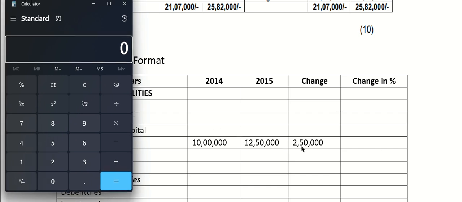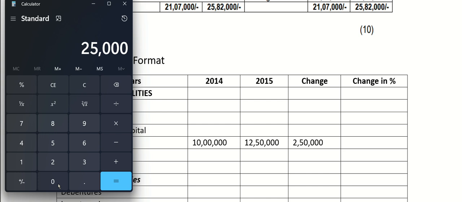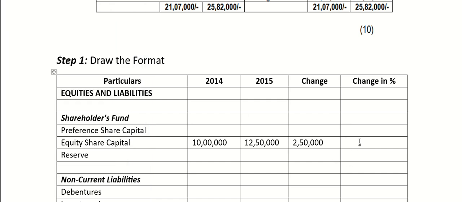So to find percentage, we should divide 2,50,000 by 10 lakh. So the change 2,50,000 divided by the value of 2014, 10 lakh, into 100 gives 25 percentage. Remember the answer is in percentage. So we can write here 25 percentage.